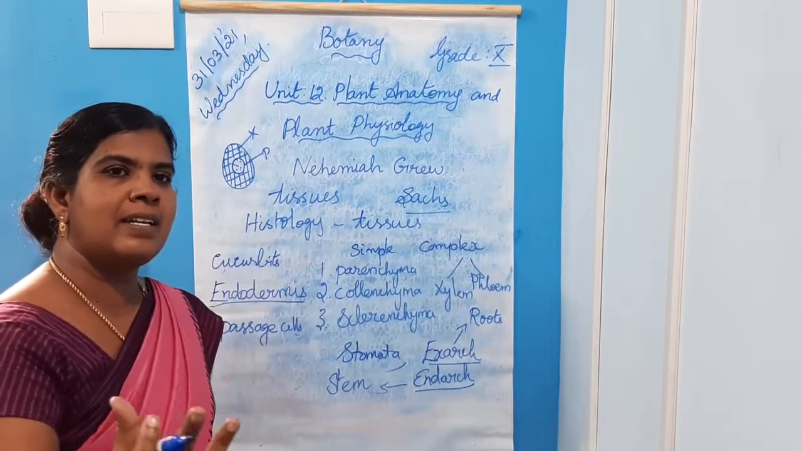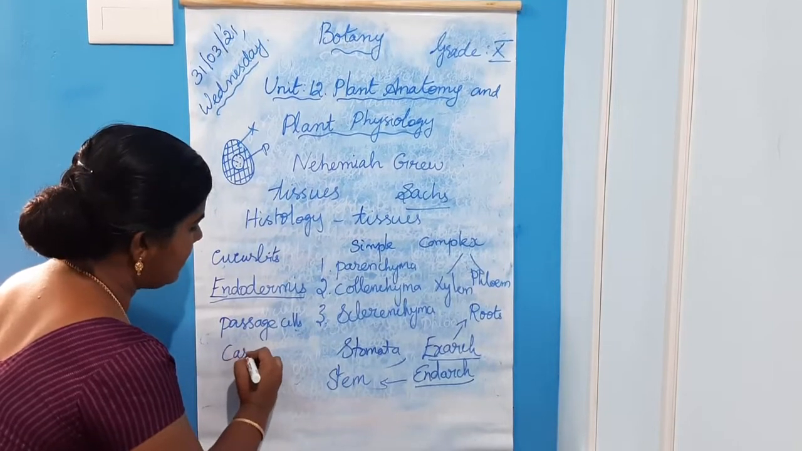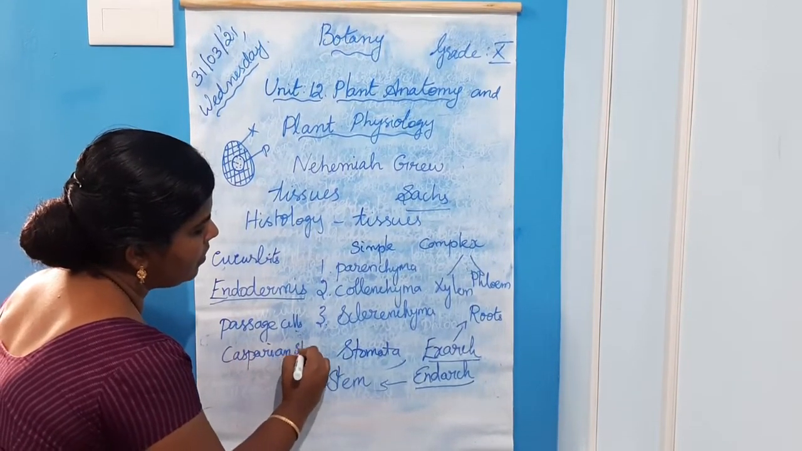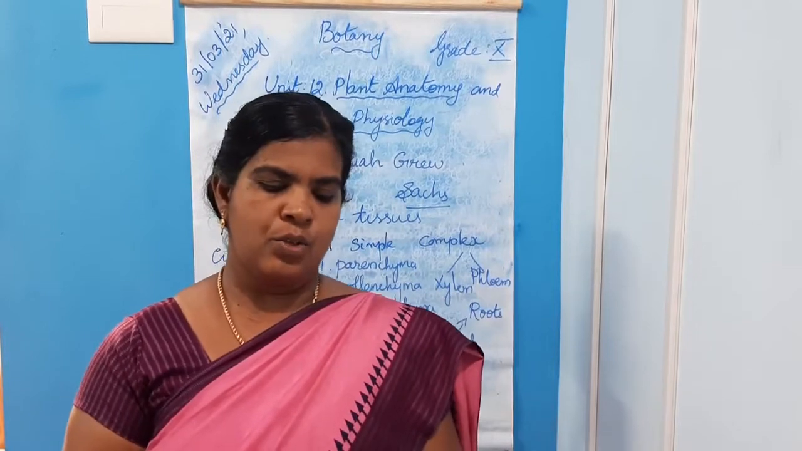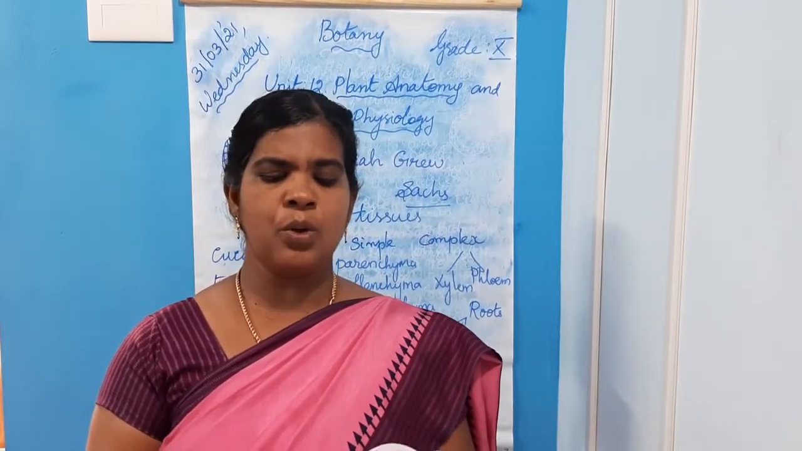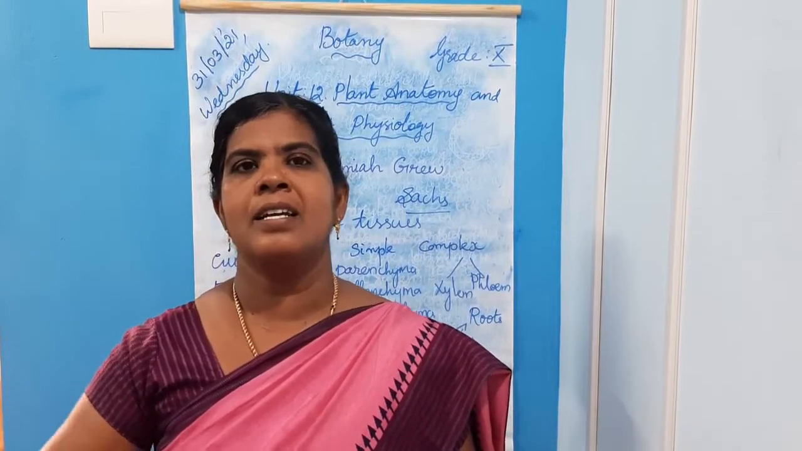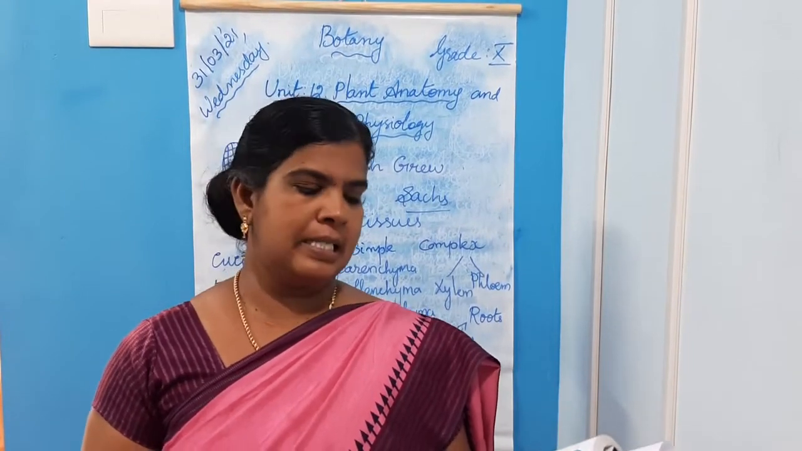The remaining cells except the passage cells have Casparian strips. These strips are made up of the substance called suberin. Next, what about the pericycle, inner to the endodermis? What is present? A single layer of parenchyma cells constitutes the pericycle.